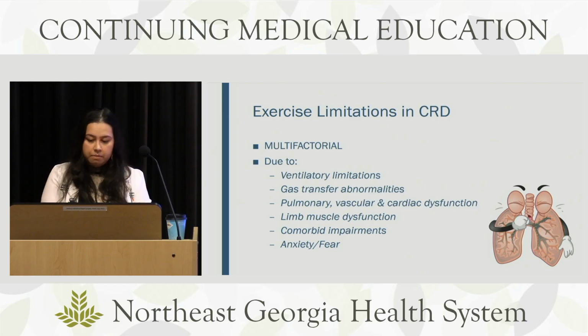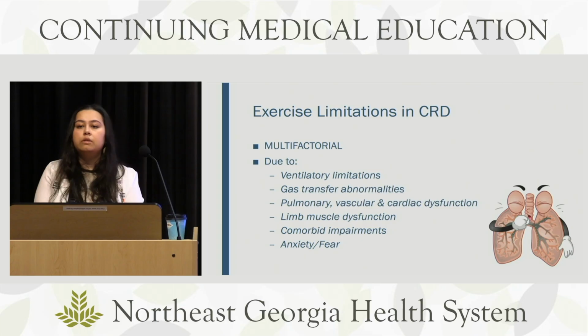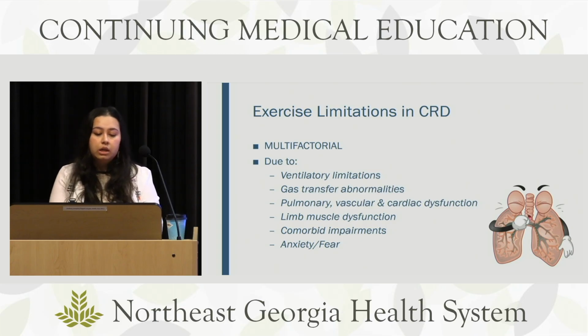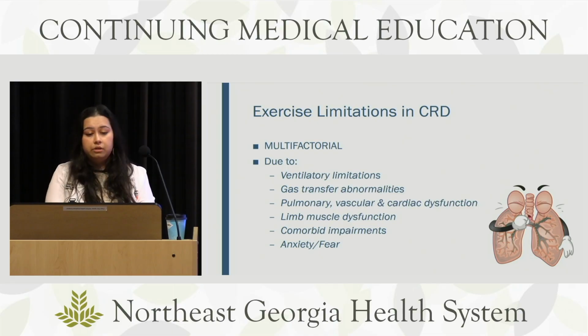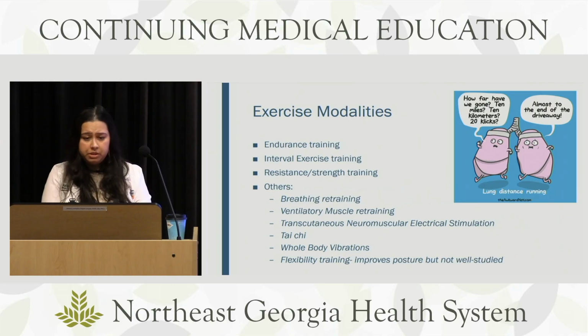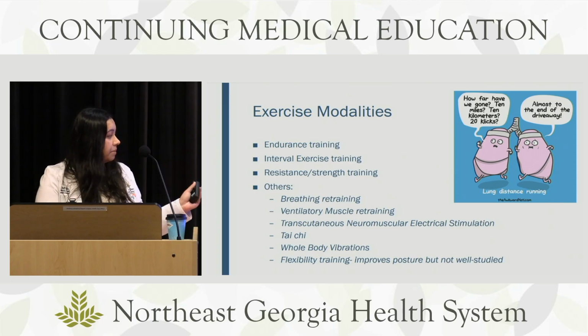And then cardiac limitations. Some chronic respiratory diseases lead to heart failure and tachyarrhythmias, which further prevent them from working. And then limb dysfunction, like lactic acidosis, for example, the burning sensation, the deconditioning from the disease itself, recurrent steroid use, and then further anxiety and fear. So what options do we have? We have endurance training, interval training, resistance training. Those are the three main ones, but you have other options as well.